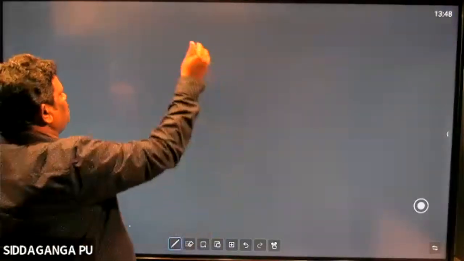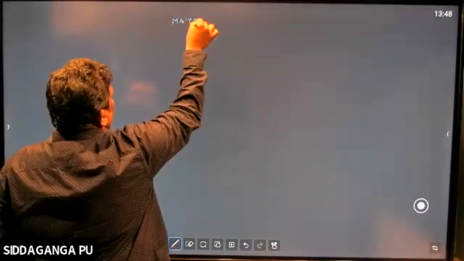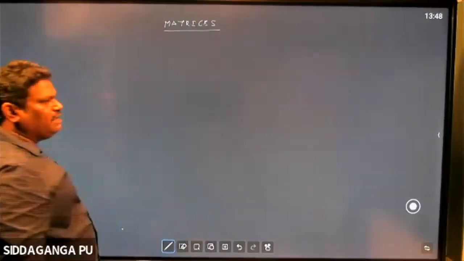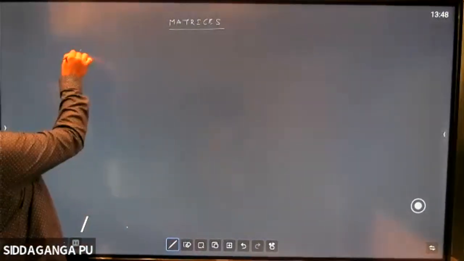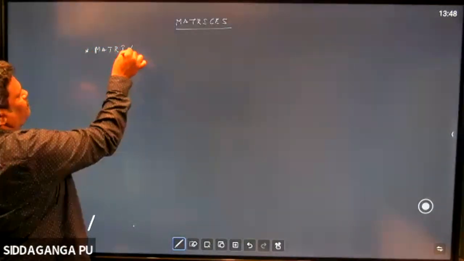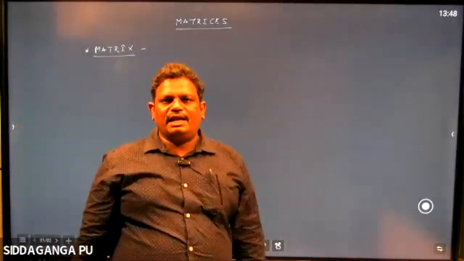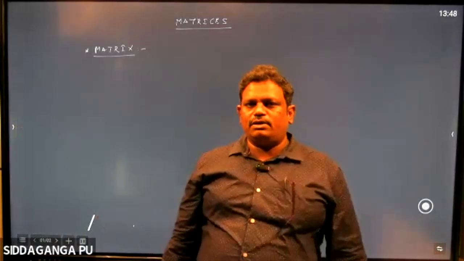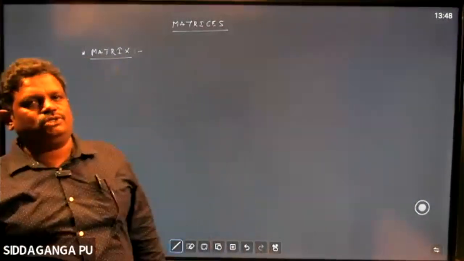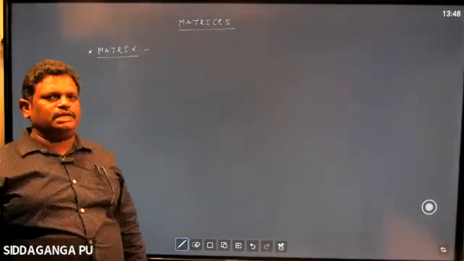So already we know the matrix definition on the board also. Matrices or matrix. Okay, now what is the definition of matrix? Matrix is nothing but a rectangular arrangement of numbers in some rows and columns.